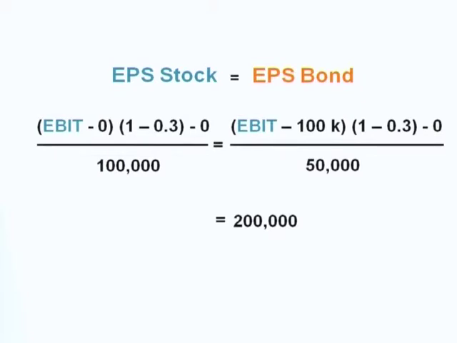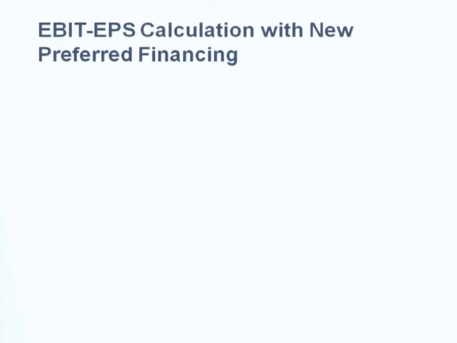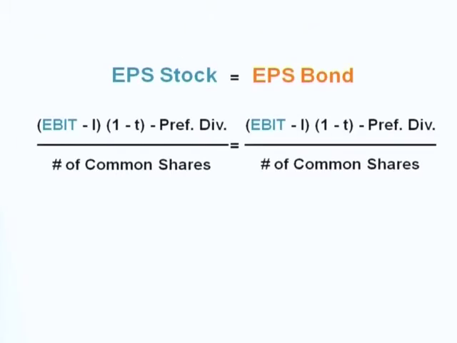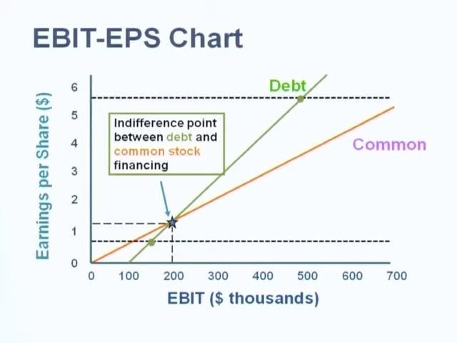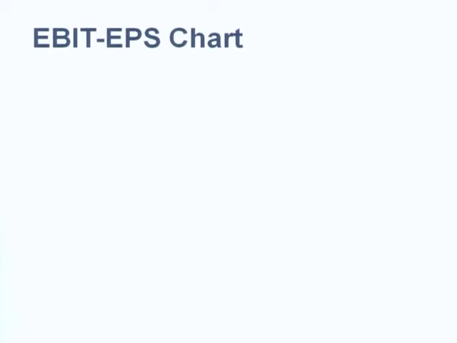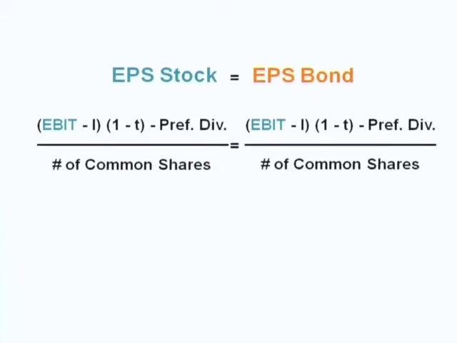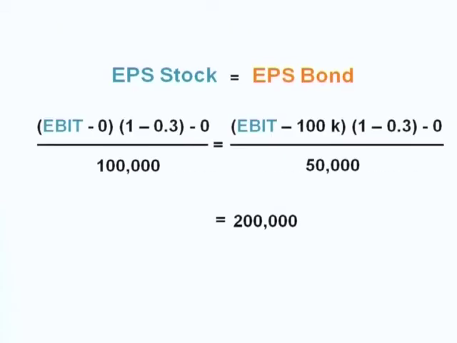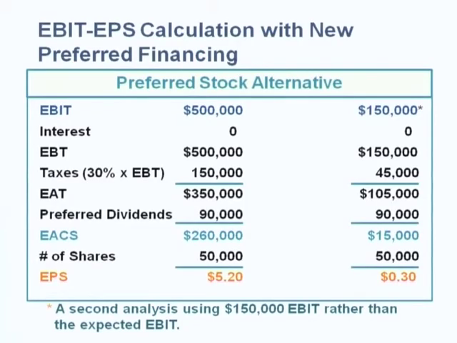So for EBIT, you get 200,000 EBIT, right? 200,000, which is here, right? You see the indifferent point, right? 200,000 EBIT. You get the same earning per share, right? If we put EBIT 200,000, you get the same earning per share. You have preferred stock left, right?